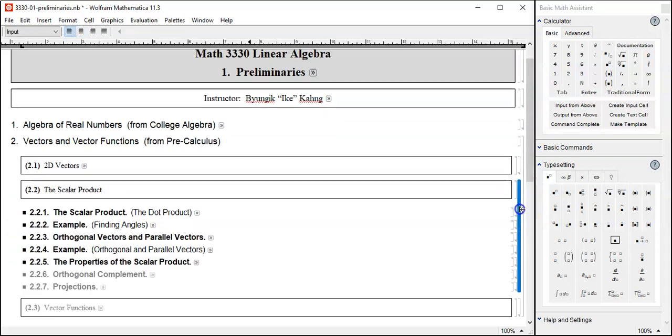Now let us talk about another operation. It's called scalar product. Previously, we multiplied vector times scalar, and then we got vector. This time, vector times vector will turn out to be a scalar.